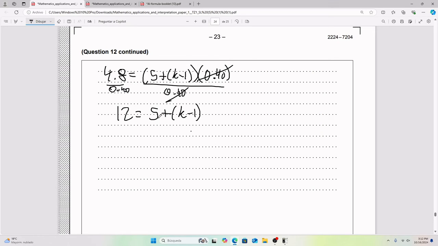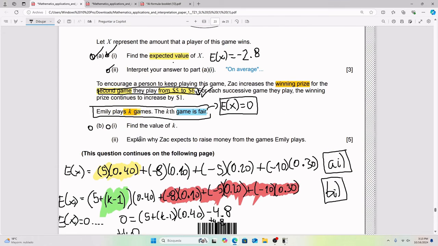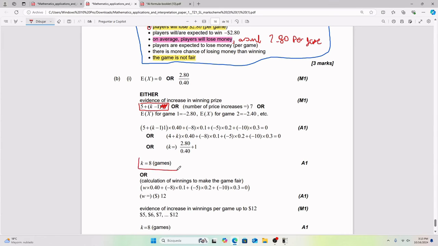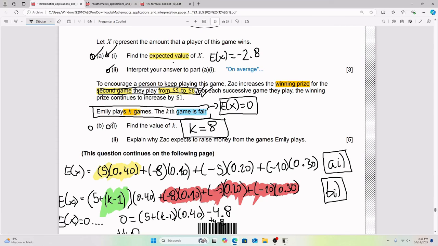And from here, it's straightforward. You do minus 5, minus 5. That gives me, how much does that give me? 7. So 7 equals K minus 1, plus 1 to both sides. K equals 8. So that means that on game number 8, we have a scenario where the expected value is 0 and the game is going to be fair. So for part B(i), finding the value of K, we just found that K equals 8. And just so that you believe me, it is right over here. So that is for part B(i).